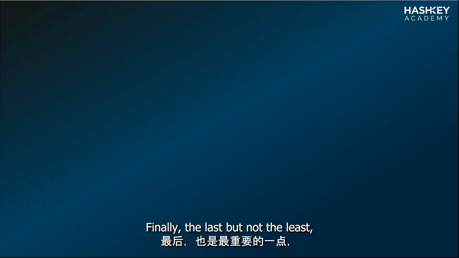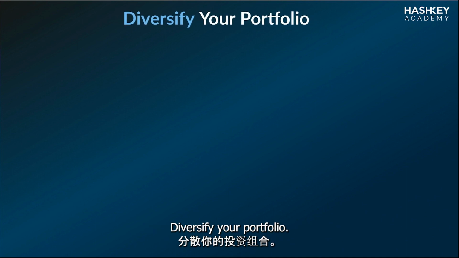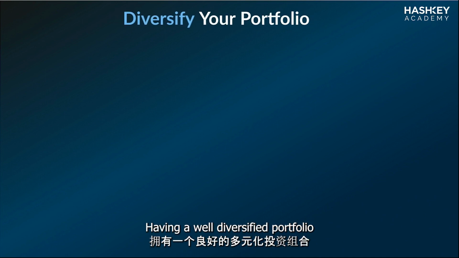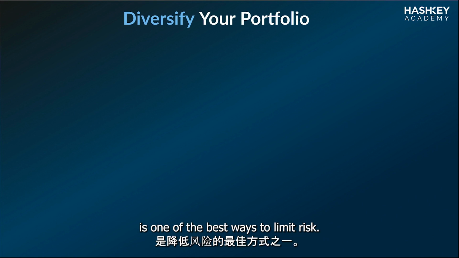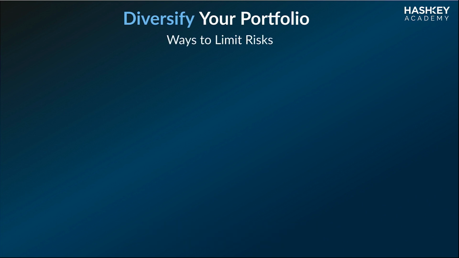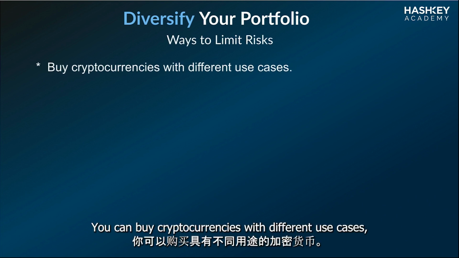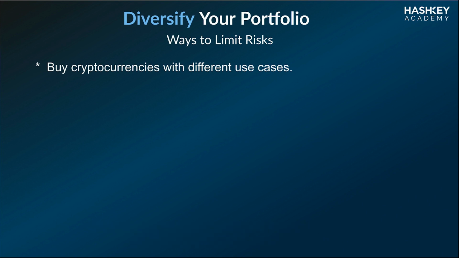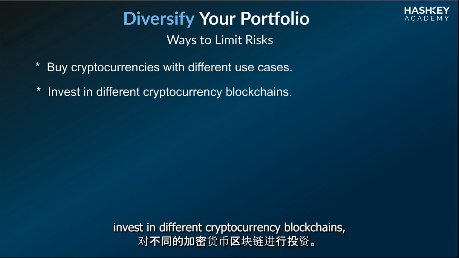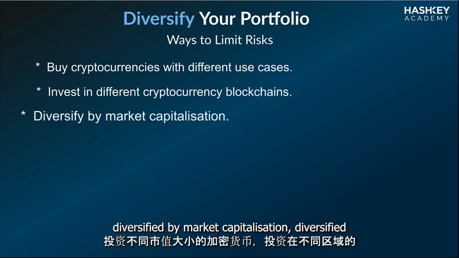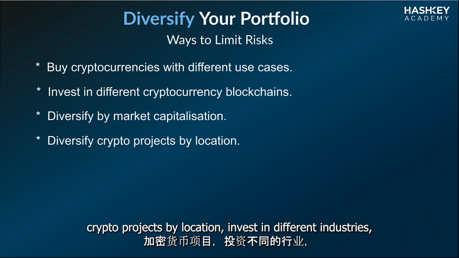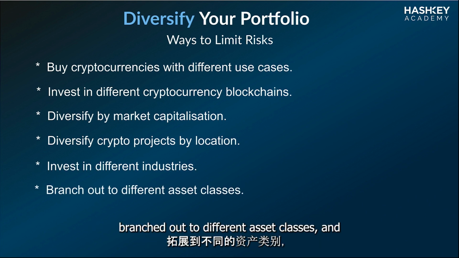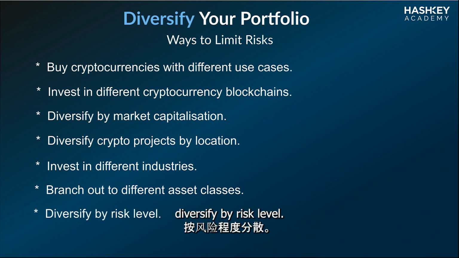Finally, last but not least, diversify your portfolio. Having a well-diversified portfolio is one of the best ways to limit risk. You can buy cryptocurrencies with different use cases, invest in different cryptocurrency blockchains, diversify by market capitalization, diversify crypto projects by location, invest in different industries, branch out to different asset classes, and diversify by risk level.